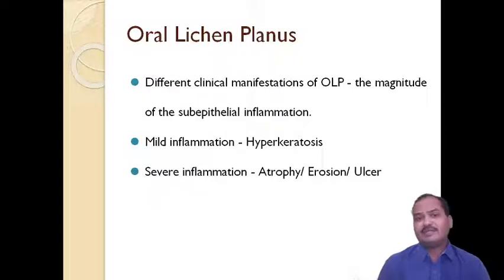Now, the different clinical manifestations of oral lichen planus depend upon the magnitude of the subepithelial inflammation. Meaning thereby, if the inflammation is mild, then it may lead to hyperkeratotic type of disease. But if the inflammation is severe, it could lead to atrophy of the epithelium, erosion, or even ulcer formation. So, milder the inflammation, less severe or less symptomatic the disease. Severe the inflammation, more symptoms will be seen in this disease.